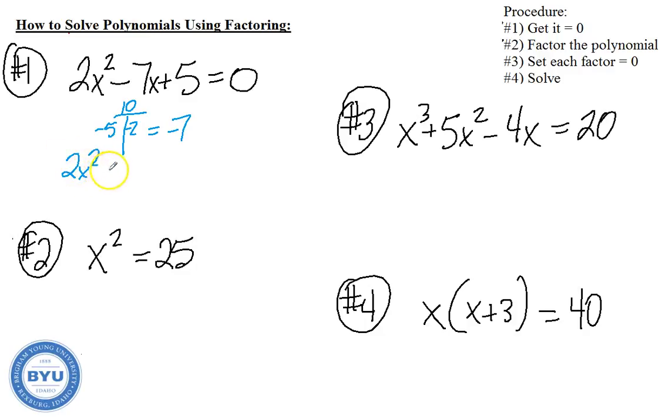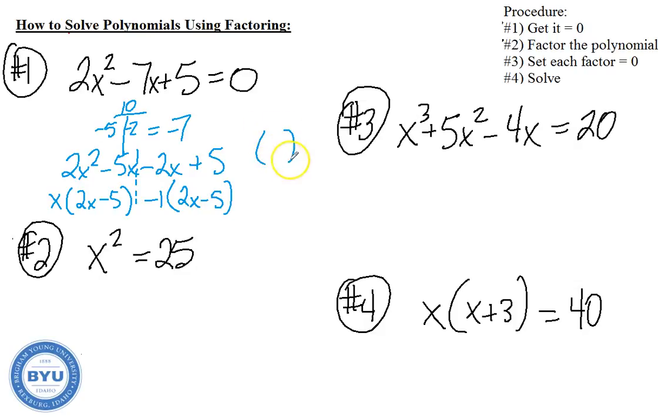The AC rule says that we rewrite the polynomial and then factor by grouping. Here I take out an x, leaving me with 2x minus 5. And here we take out a negative 1, leaving me with 2x minus 5. And so the factors are the common parentheses, 2x minus 5, and x minus 1, and we need to set each of those equal to 0.